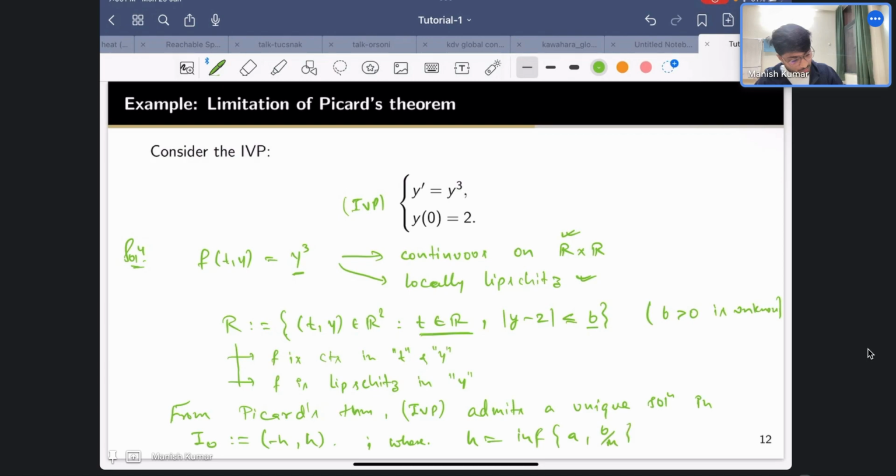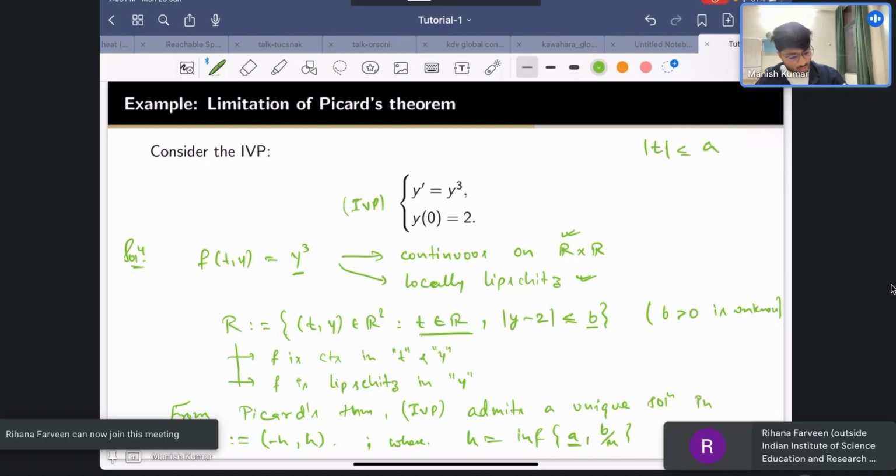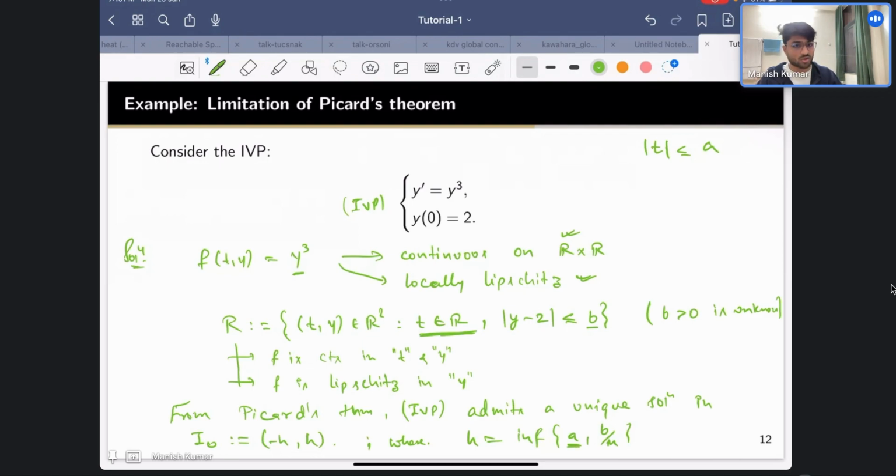But what is a here? A is infinity, right? So what was a? A was the domain |t minus t naught| less than or equal to a, and here t naught is 0. We know that over here we are considering the whole real line corresponding to t. So that's why a is infinity. So this will not contribute to the infimum, and what we are left with is b by m. Okay, and what was m? M was the supremum or maximum value of this function f, right?